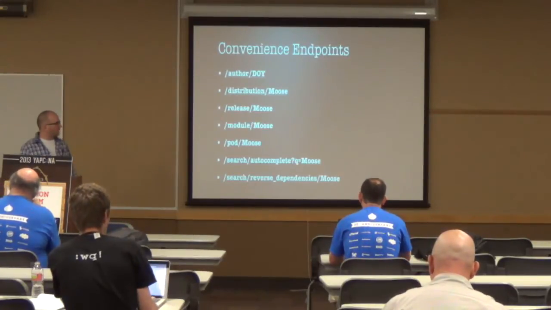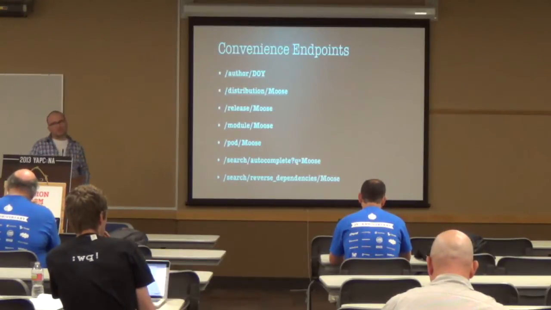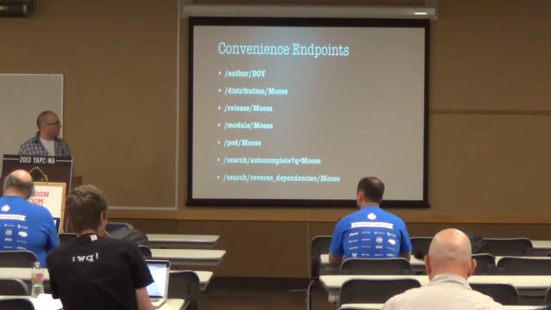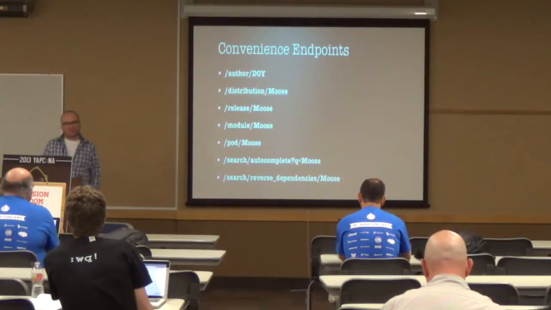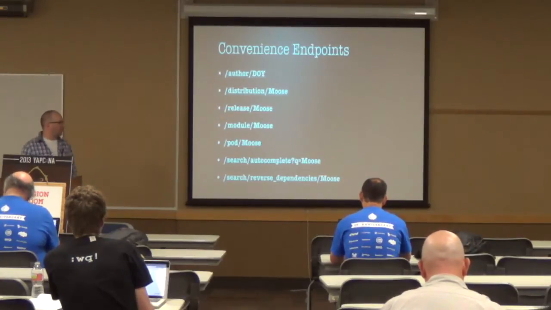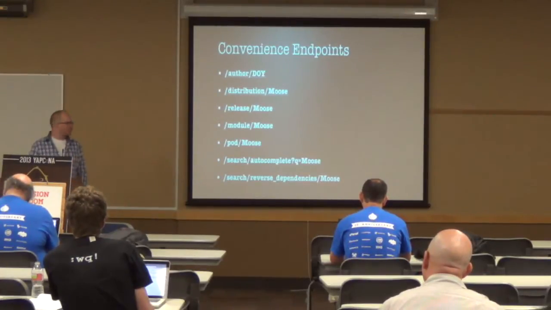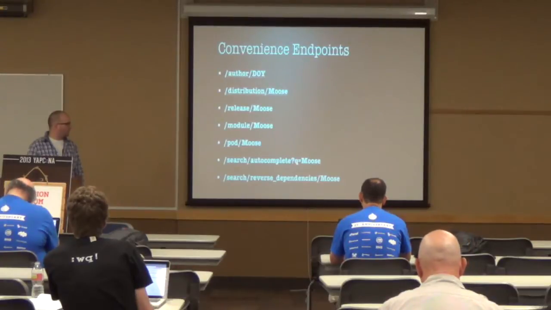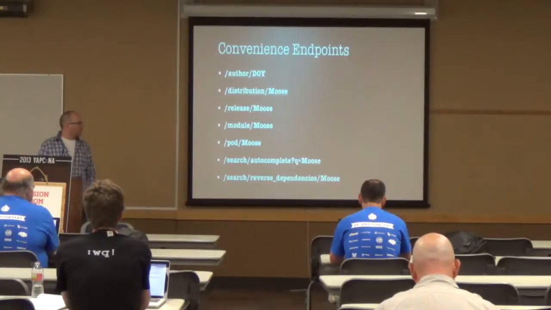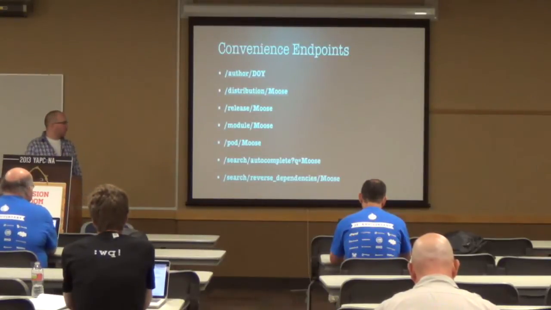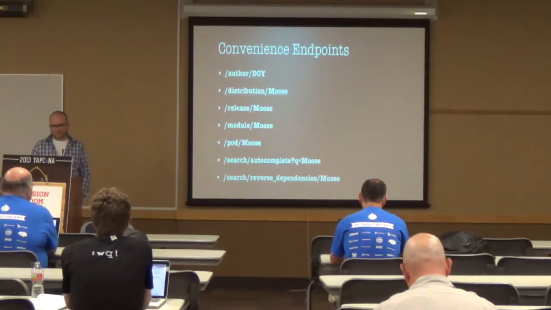We've just recently added this autocomplete type, which for people working on web apps might be particularly interesting, and we'll show an example of that as well. Especially if you're doing something Ajaxy and you want to put in an autocomplete, this essentially gives you pretty much what you need out of the box. And then we've got a reverse dependencies endpoint. So reverse dependencies would be: show me all the modules that rely on Moose.